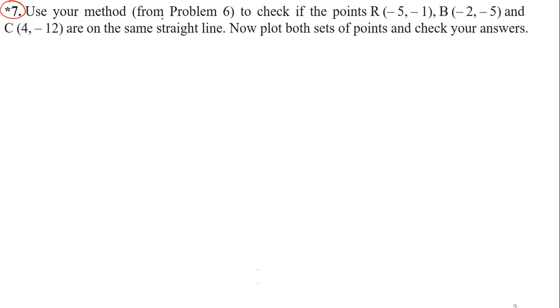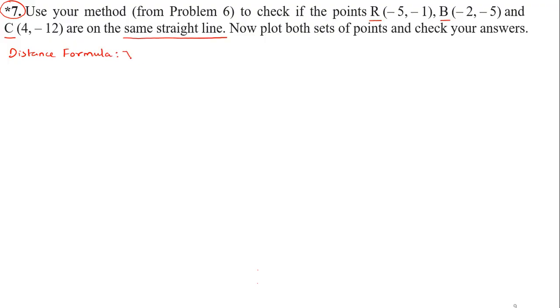Use your method from problem 6 to check if the points R(-5, -1), B(-2, -5) and C(4, -12) are on the same straight line. So we have to check whether all these 3 points are on the same straight line, and then plot both sets of points and check your answer. So we have to also plot and check once we solve this. We have to solve this using distance formula. So using distance formula, we will check whether all these 3 points lie on the same straight line.